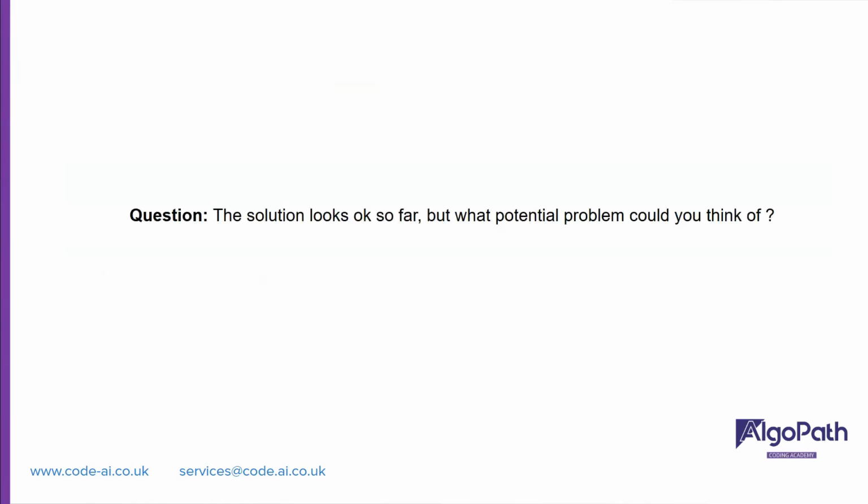So far, everything looks good. I've shown you what it looks like in a normal dictionary. I've then shown you what a dictionary looks like in Python, but what potential problem can you think of? Stop the video and think about that.